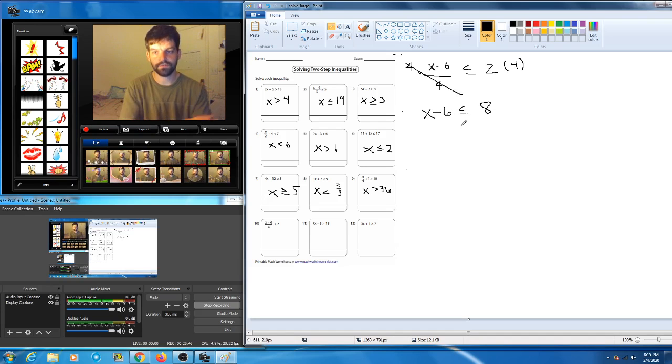And now we have just a regular plain one-step inequality. We add 6 to both sides because that's the inverse of subtracting 6. And we'll get that x is less than or equal to 14. Okay.